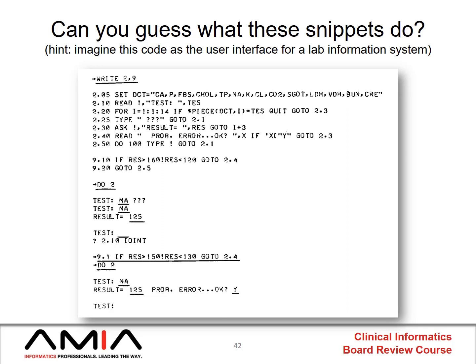Then they talk about adding another constraint where maybe there's some boundary condition checking. Maybe I want to flag any values for sodium that are less than 130 and greater than 150. So I'm typing in NA, I type in a result of 125. It says, this is probably an error. Is that okay? And I type in yes, and then it accepts it and allows me to go to the next one. So this is like 12 lines of code for a rudimentary laboratory information system. Kind of cool stuff.